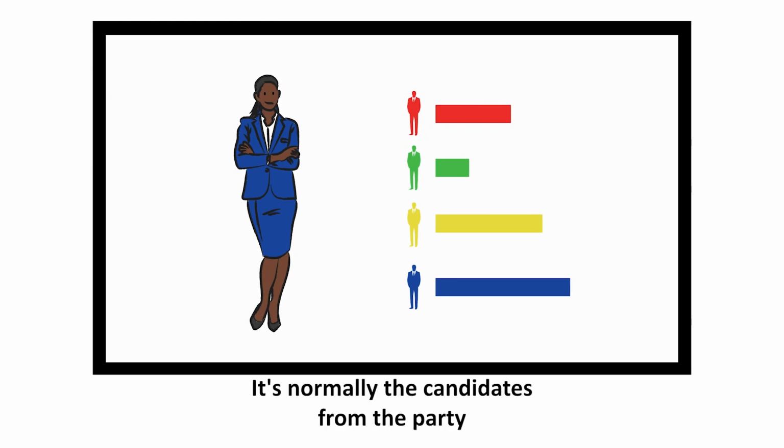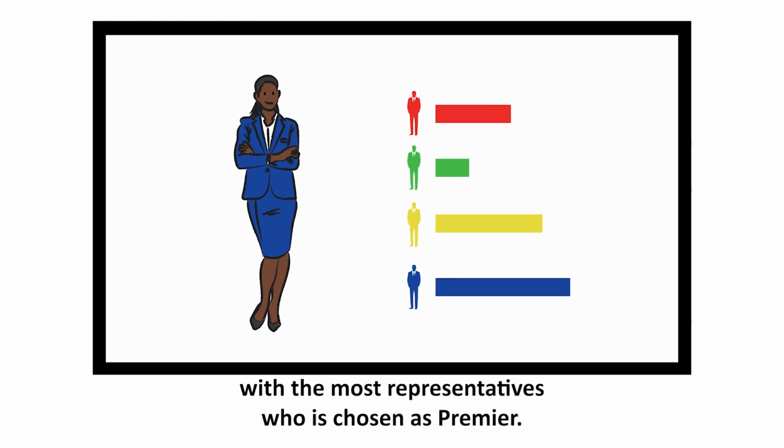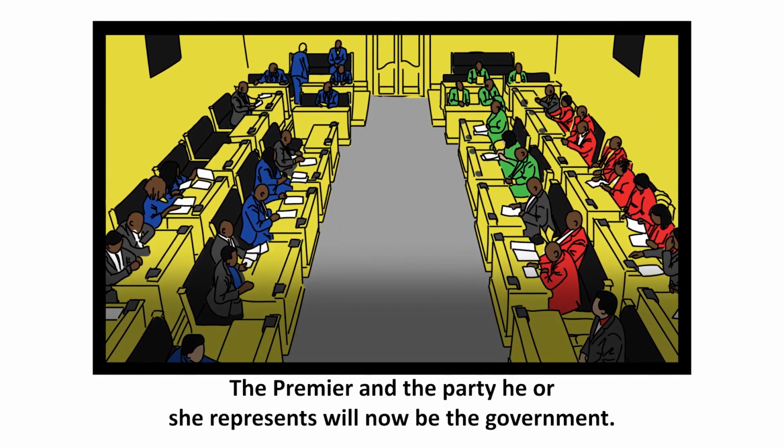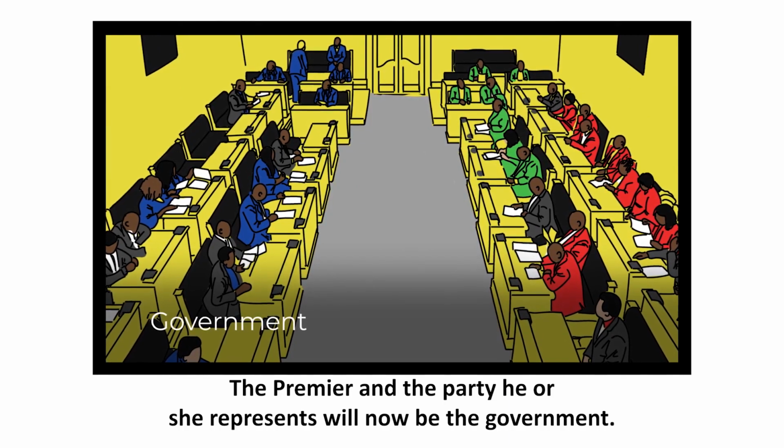It's normally the candidates from the party with the most representatives who is chosen as premier. The Premier and the party he represents will now be the government.